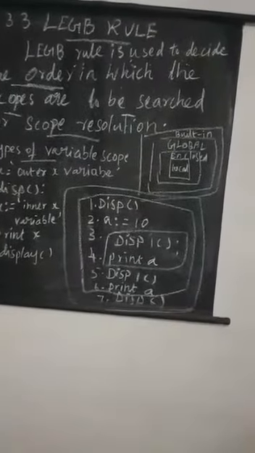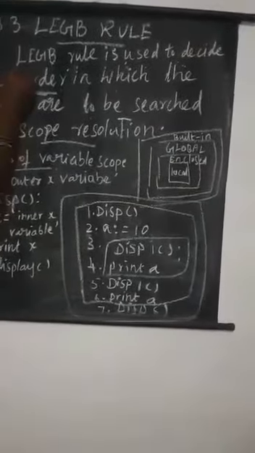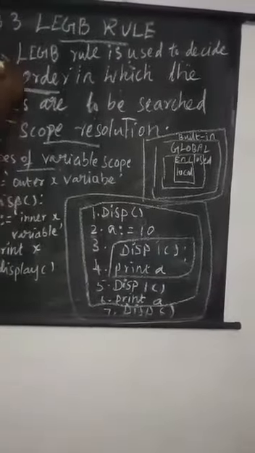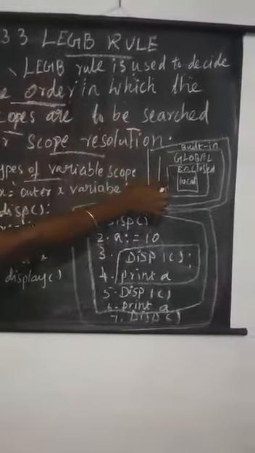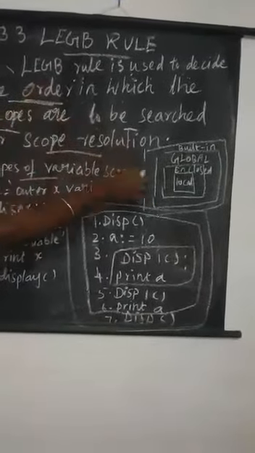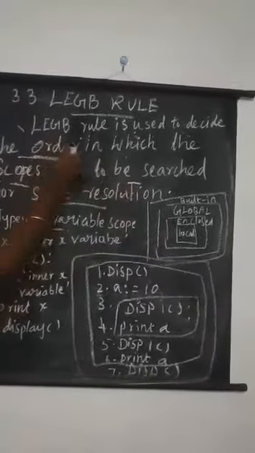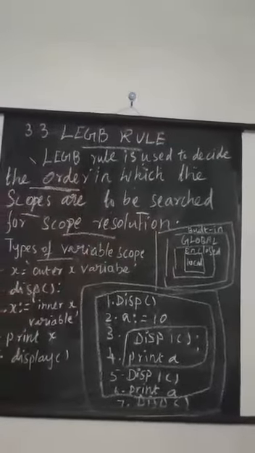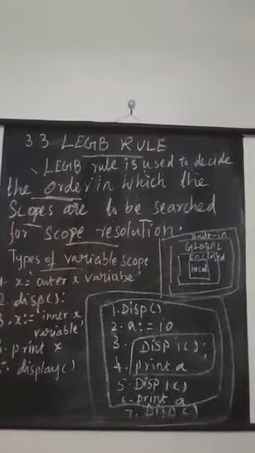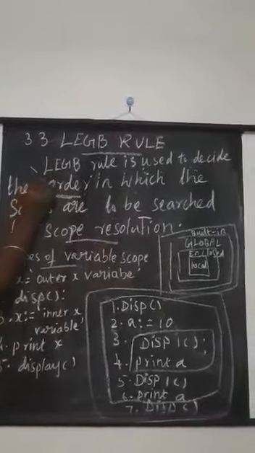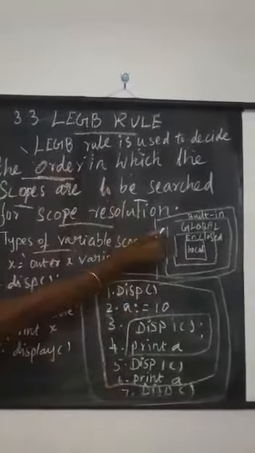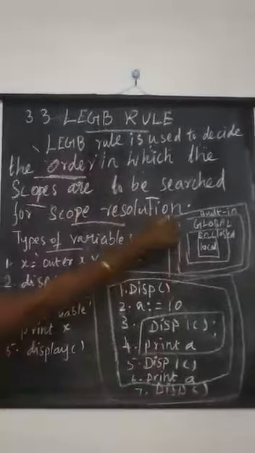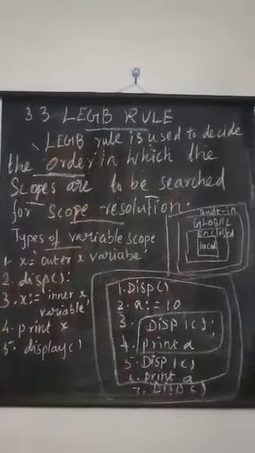Next, L for local scope, E for enclosed scope, G for global scope, and B for built-in scope. What is the meaning of LEGB? L for local scope, E for enclosed scope, G for global scope and B for built-in scope.